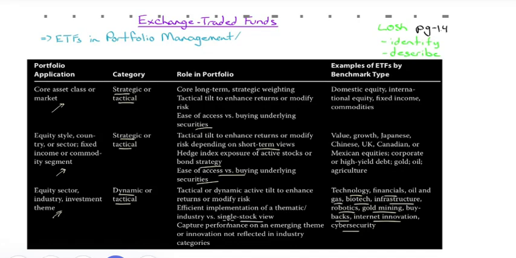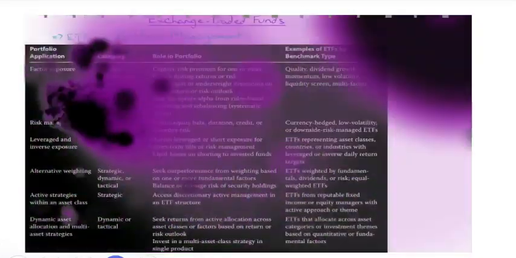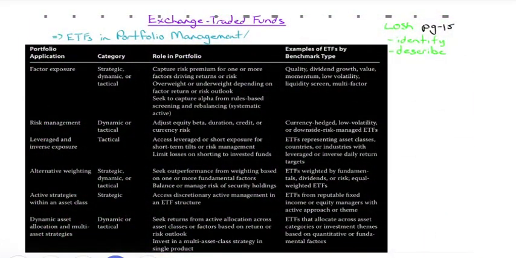So maybe we like the idea of cybersecurity and we know 5 or 6 firms, but we only have enough money to buy one. It doesn't make sense. We're not diversified enough. Find an ETF that does that for us. Capture performance on an emerging theme or innovation not reflected in industry categories. And the third category we'll look at for the role of ETFs in portfolio management: active and factor investing.